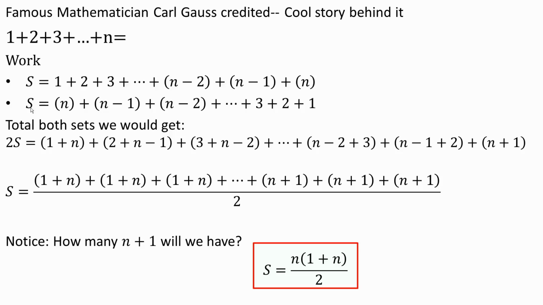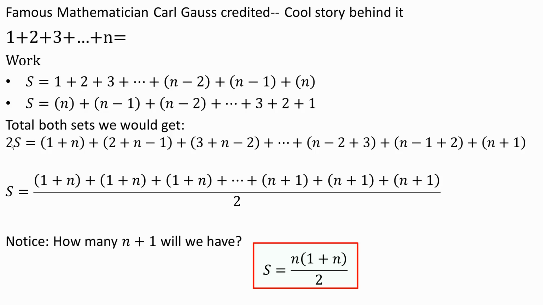Now what if I sum these two pieces, these two pieces, these two pieces, and so on, and see what happens. And so we would get 2s is equal to (1 plus n) plus (2 plus n minus 1) plus (3 plus n minus 2) plus ... plus (n minus 2 plus 3) plus (n minus 1 plus 2) plus (n plus 1). And so if you notice, this is n plus 1, this is n plus 1, this is n plus 1, and so are the other terms. They're all n plus 1.